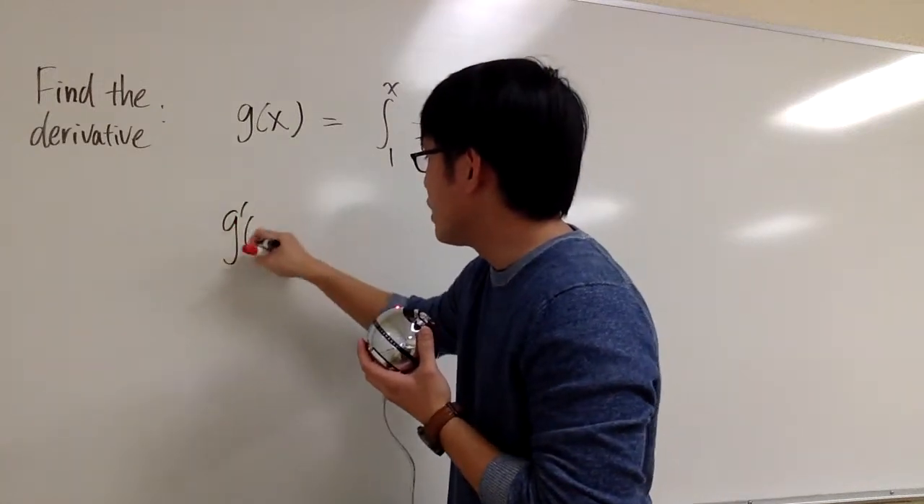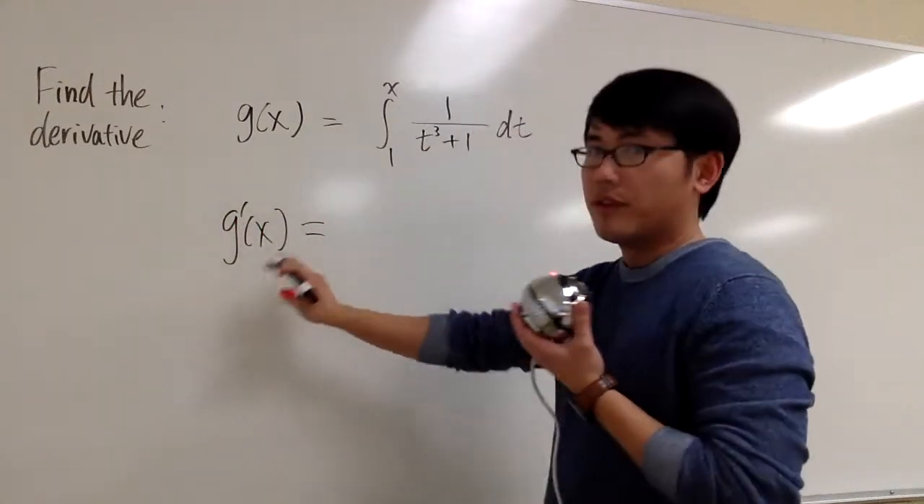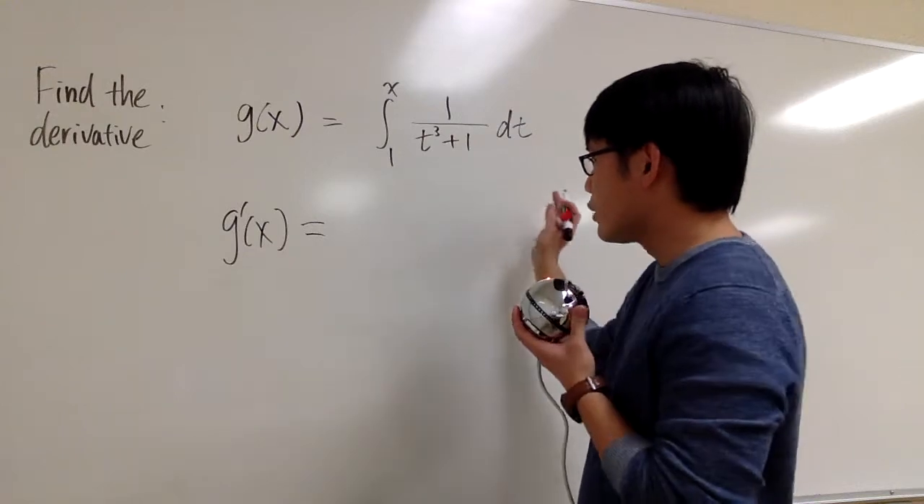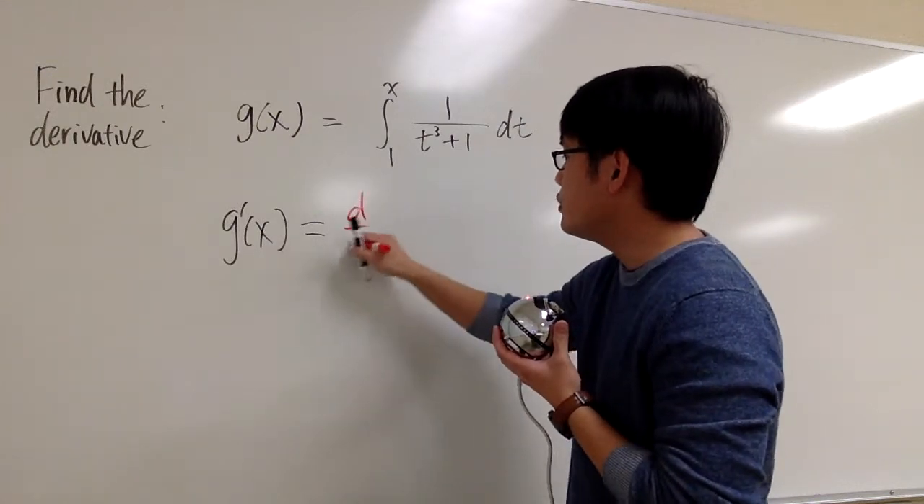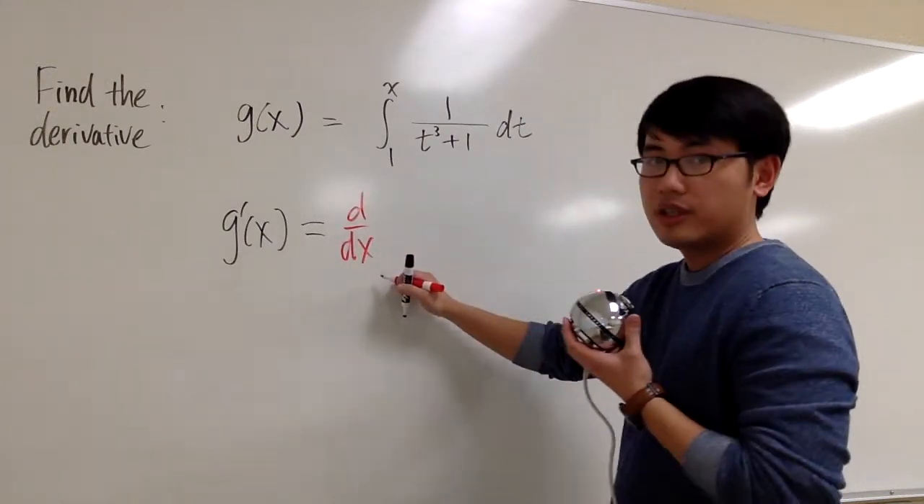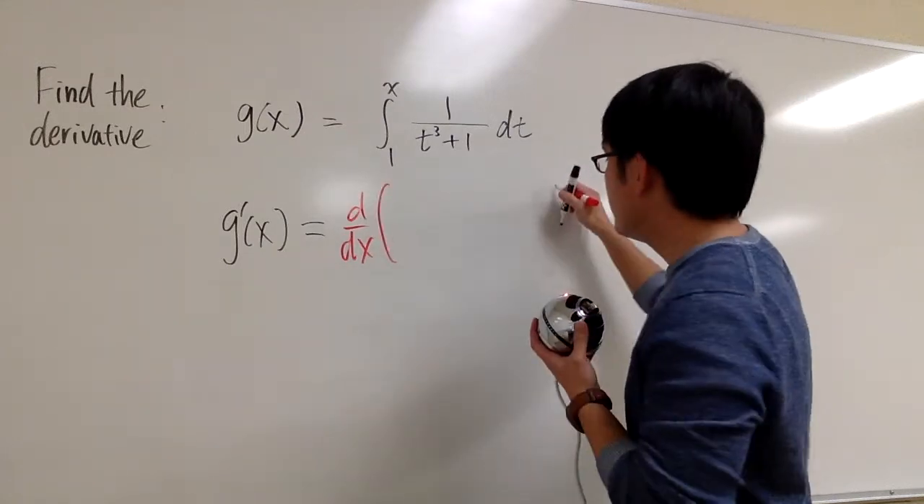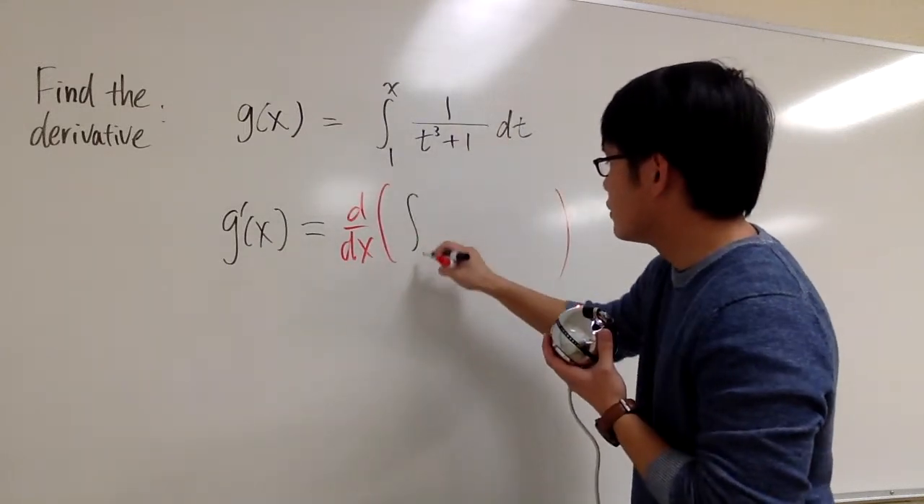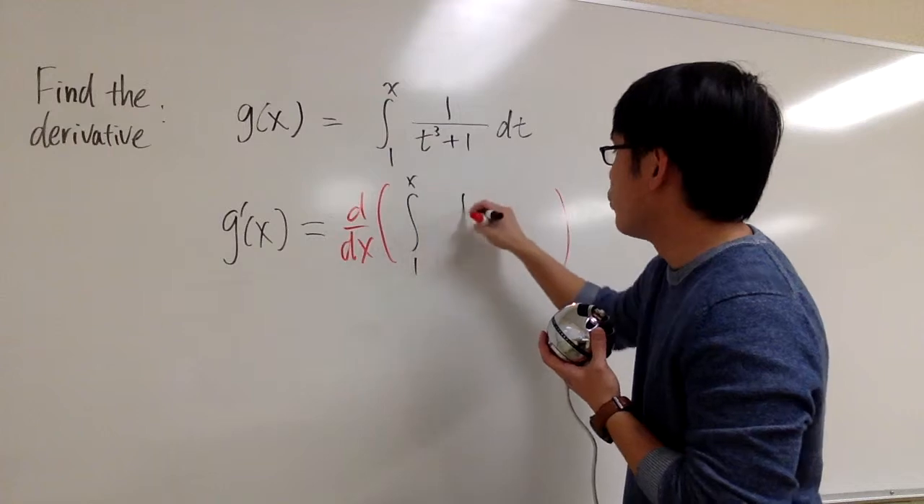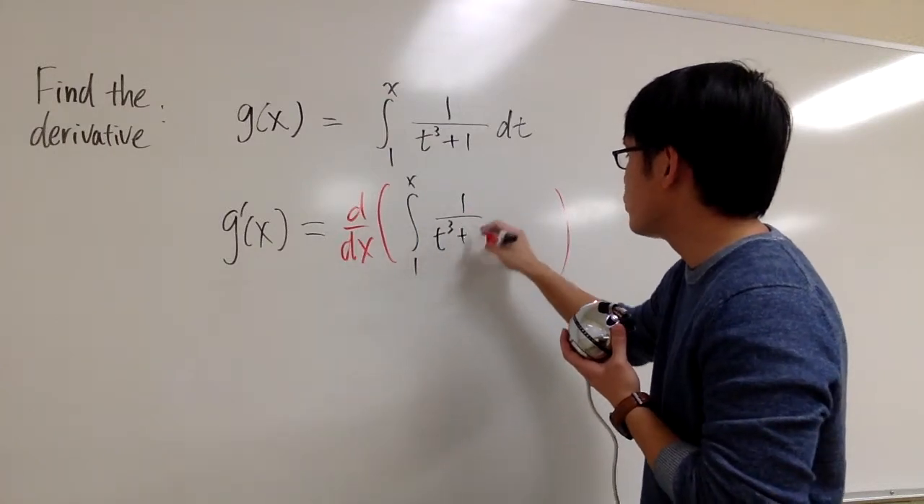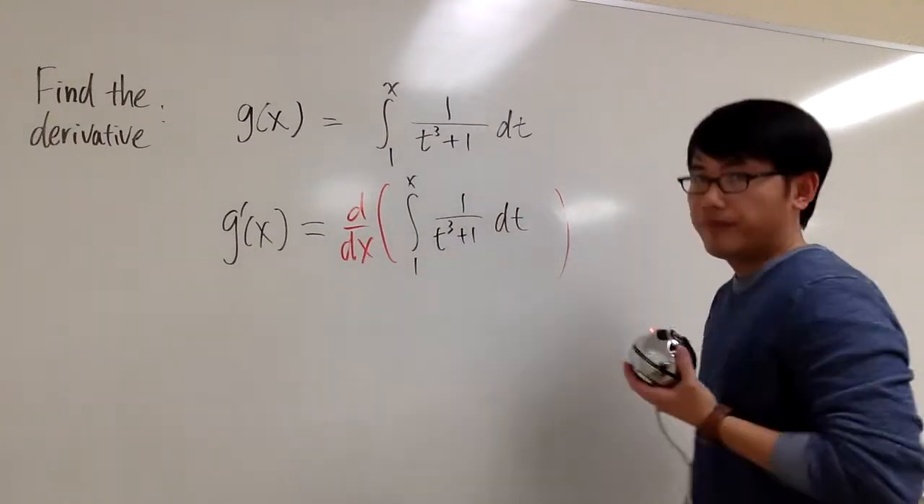So I will write down g prime of x, representing the derivative of g. But then what's happening on the right-hand side is that I'm going to differentiate that. So let me use this notation, d dx, differentiating this part. So it's the integral 1 to x, 1 over t to the third power plus 1 dt.